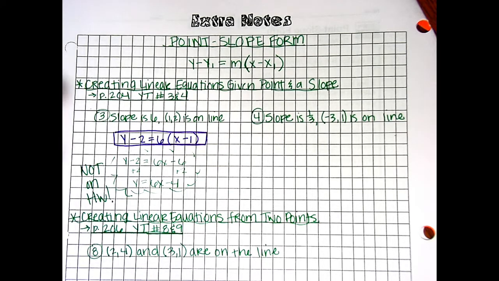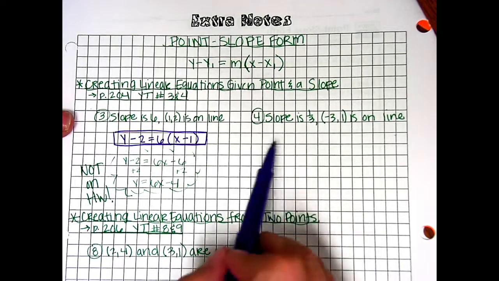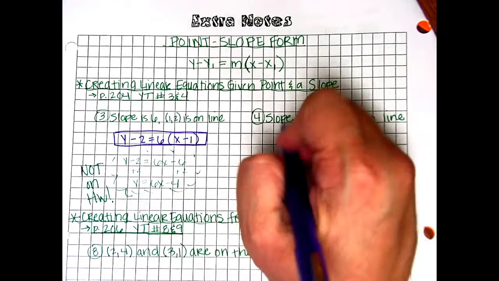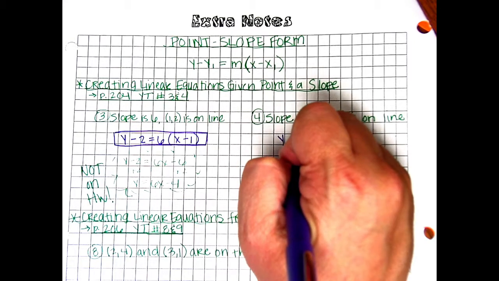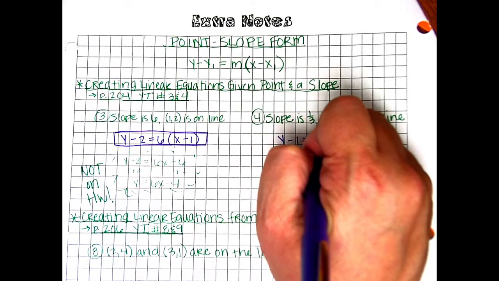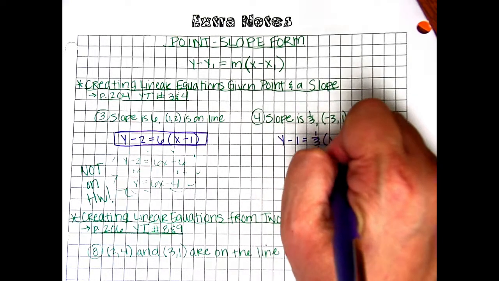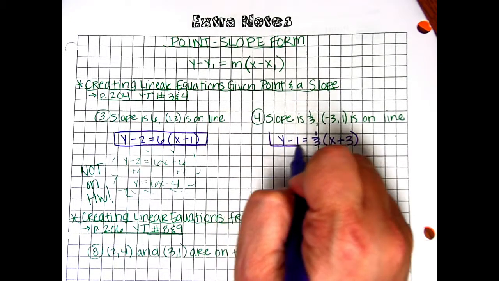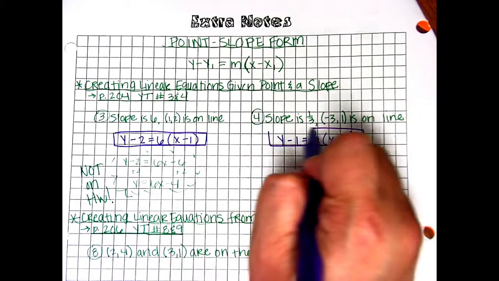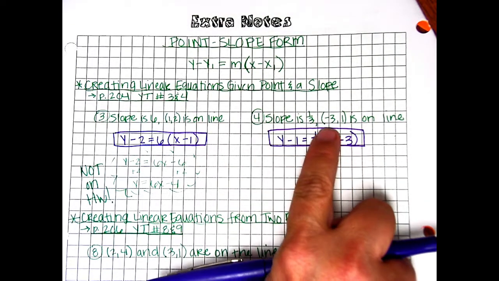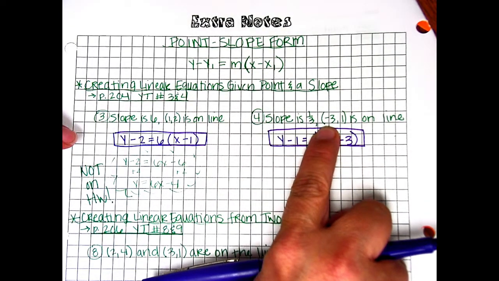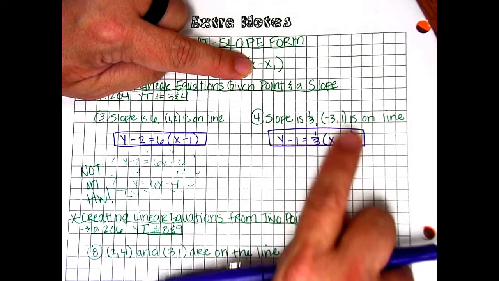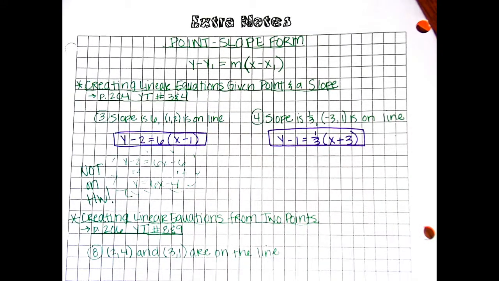I'm just showing you. So number 4, the slope is 1/3. (-3, 1) is on the line. So this is going to be y minus 1 equals 1/3 times x plus 3. Okay, and it's going to become x plus 3 this time because there was a negative coordinate and the formula is subtraction. So the two negatives make a positive.